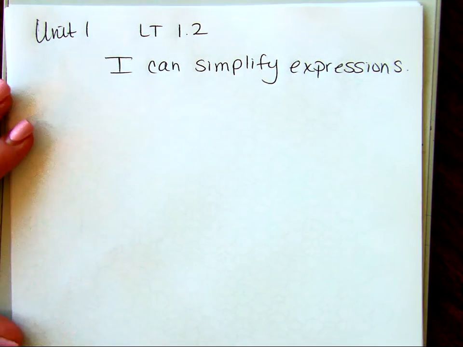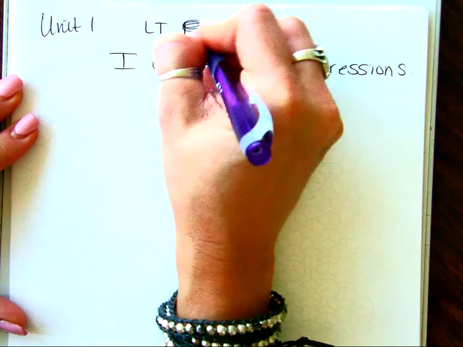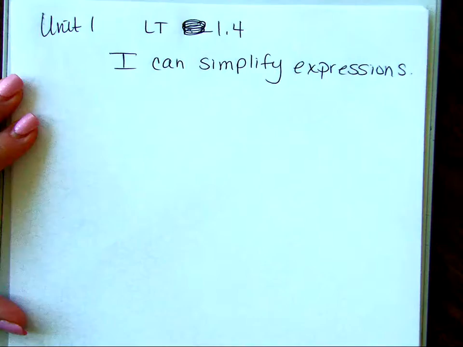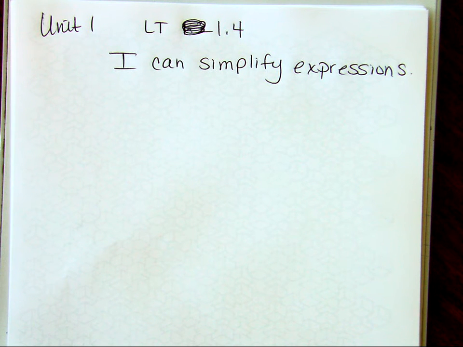Okay, so we're going to start, actually we're on Learning Target 1-4, not sure why I have 1-2 there. Okay, so 1-4, we're simplifying expressions, and we're going to kind of fly through this again. I know I've said this a lot for Unit 1 videos, only because Unit 1 is really a big review for advanced algebra, but a review is good nonetheless.